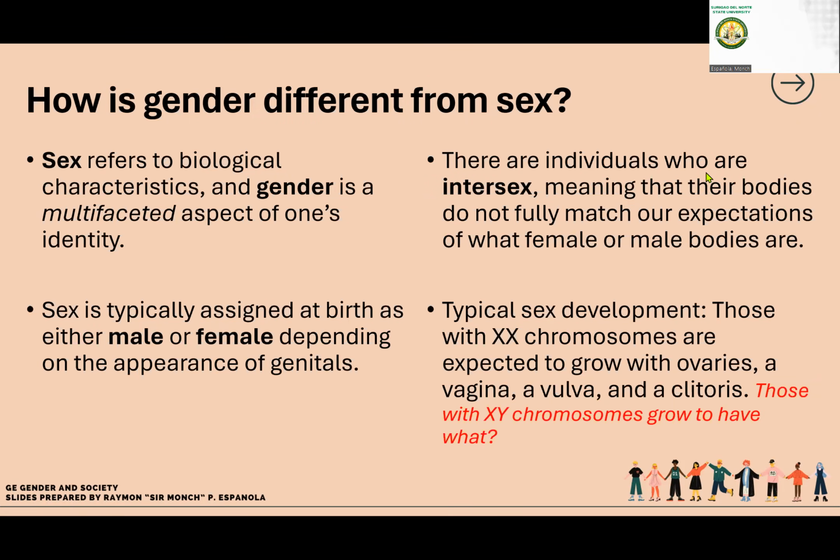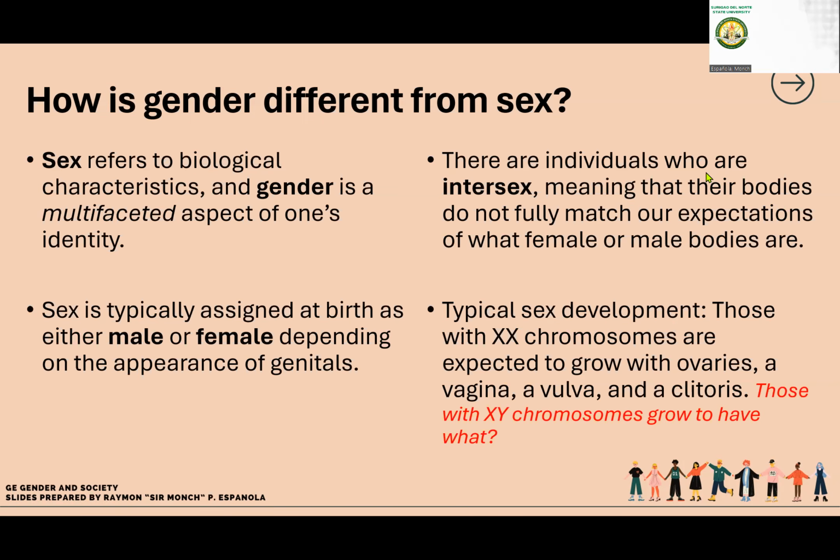These people have bodies that do not fully match our expectations of being male or being female because their external genitalia are vague. When we say vague, their genitals can have combinations of female reproductive organs and male reproductive organs.